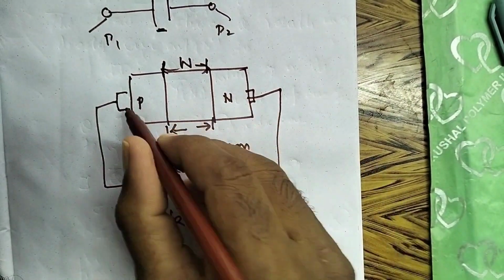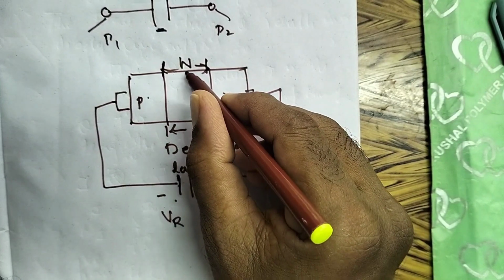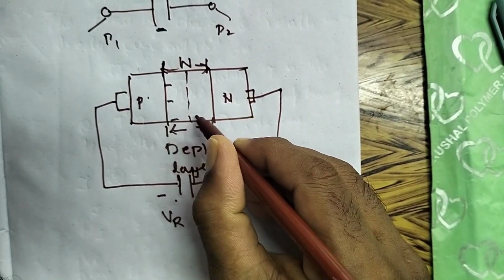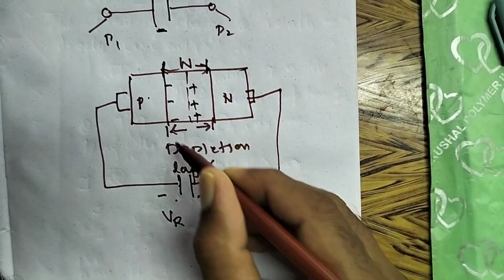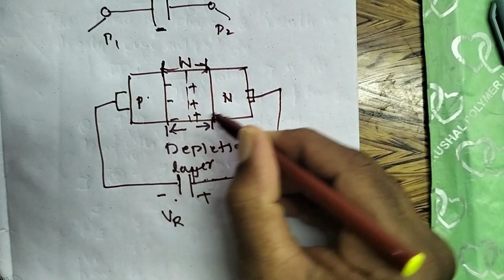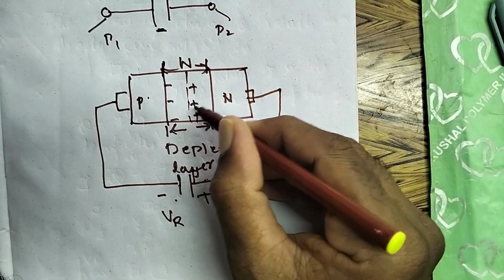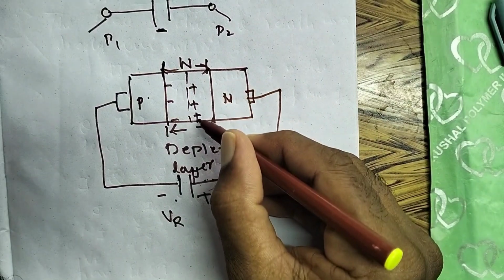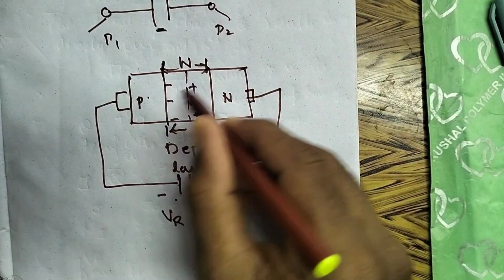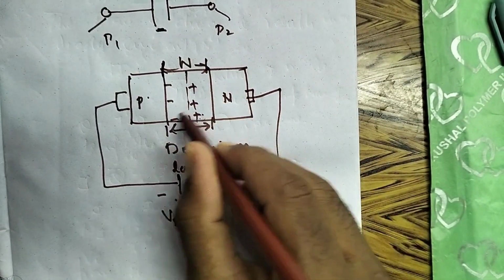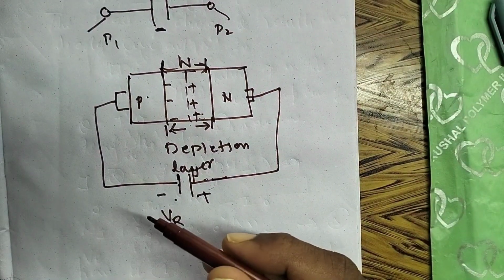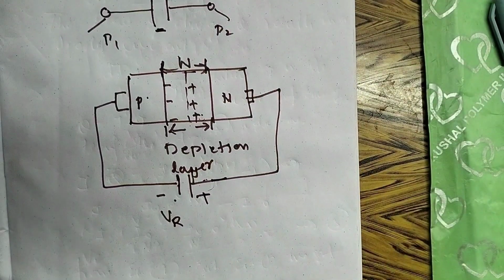In between these two layers, P type and N type, there are immobile ions present. On the P type near the junction they are negative, and on the N type near the junction they are positive. So this is nothing but the junction. This junction has a depletion region, and we can represent its width. So this is the reverse bias condition.